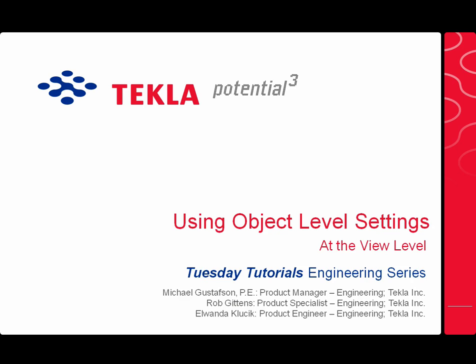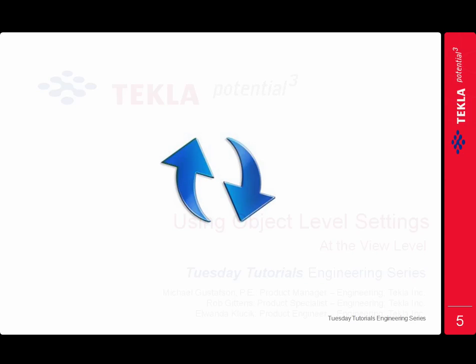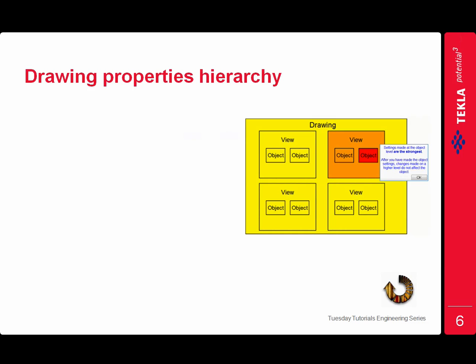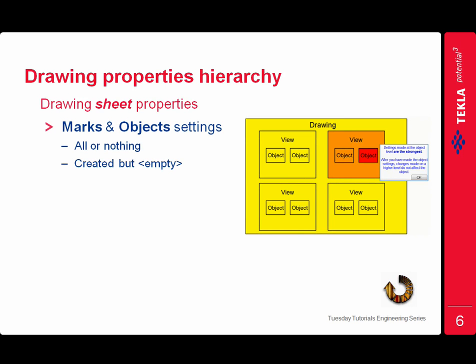For those of you that are new to our Tuesday tutorials, or may have forgotten the information that Michael presented in our last Tuesday tutorial, let's do a quick refresher on the drawing properties hierarchy. Drawing sheet properties control everything on the drawing, marks, object settings, and they're all or nothing, so all of your views would have the same look and feel to them. All objects would be presented in the same color with the same color for the hidden lines.